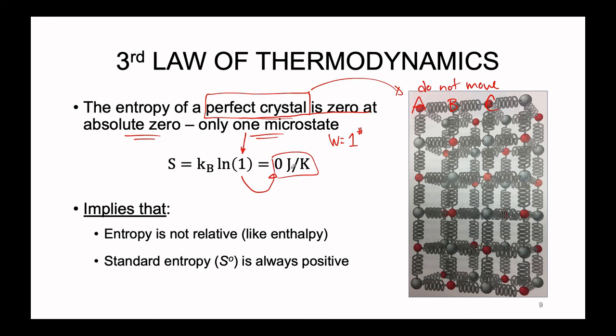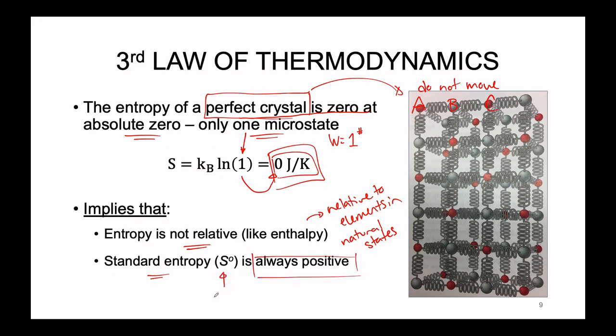And again, this observation of the third law of thermodynamics implies that entropy is not relative like how enthalpy is. Enthalpies are all defined relative to the elements in their natural states, where gaseous oxygen has an enthalpy of 0, or solid gold has an enthalpy of 0, and all of the other chemical formulas and molecules and compounds are relative to the elements in their natural state. The other implication of the third law of thermodynamics is that standardized entropy values for any particle or any compound are always going to be positive.